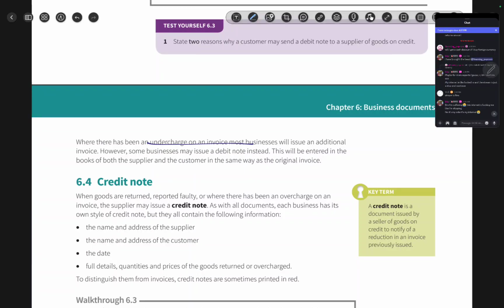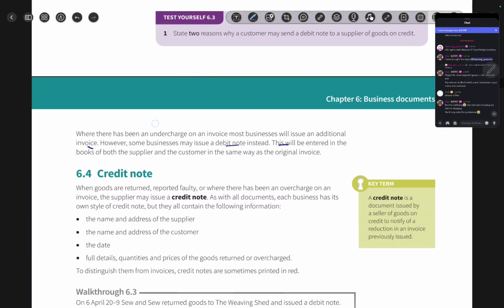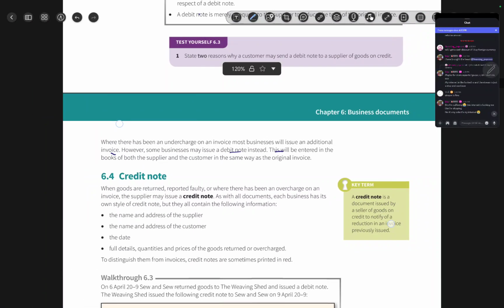This will be entered in the books of both supplier and customer in the same way as the original invoice. This is the additional invoice that the business will issue, or the debit note, because we have to record this undercharge. We have to correct it. Okay.